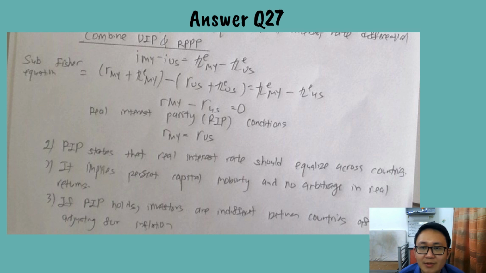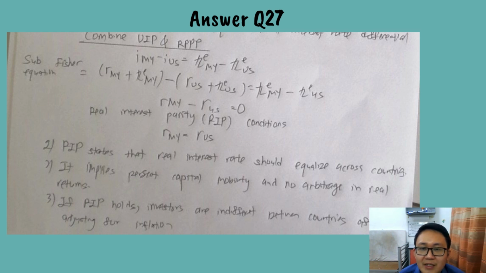By substituting the Fisher equation, we get the Malaysia real interest rate plus the Malaysia expected inflation, minus the US real interest rate plus the US expected inflation, equals the Malaysia expected inflation minus the US expected inflation. From there we get the real interest rate of Malaysia minus the real interest rate of the US equals zero. So we get the real interest parity condition, which is the Malaysia real interest rate equals the US real interest rate.